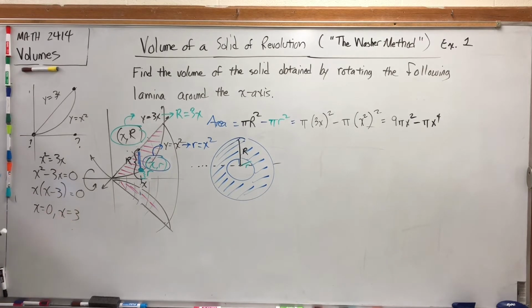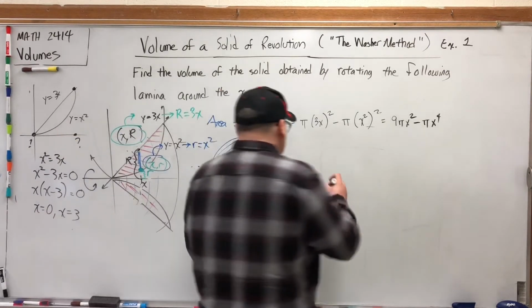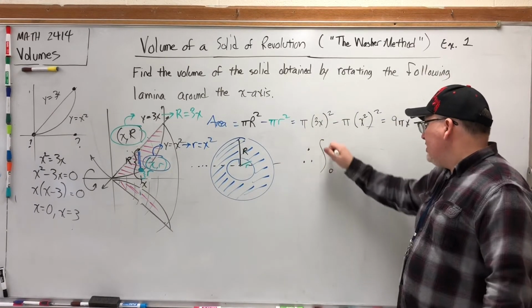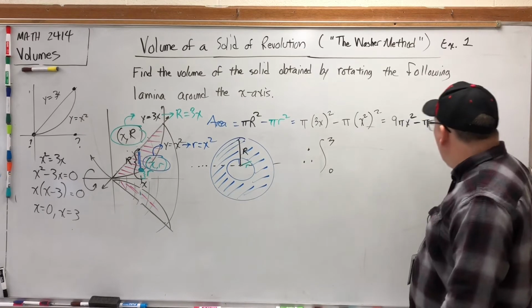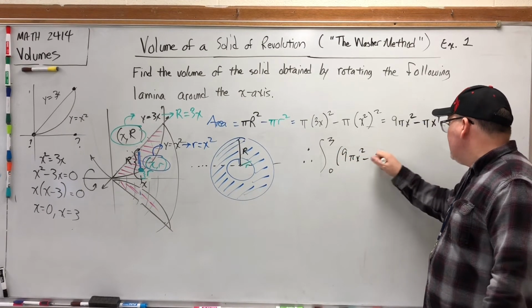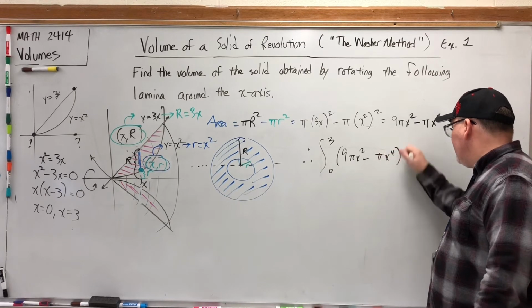Which you can inspect to make sure that those are correct. Squaring 0 and tripling 0 give the same answer, 0. Squaring 3 and tripling 3 give the same answer, 9. So those are the correct x values, which means we're ready to set up our integral. The integral from 0 to 3 of this guy, 9 pi x squared minus pi x to the fourth dx.